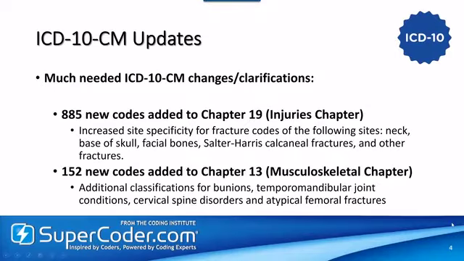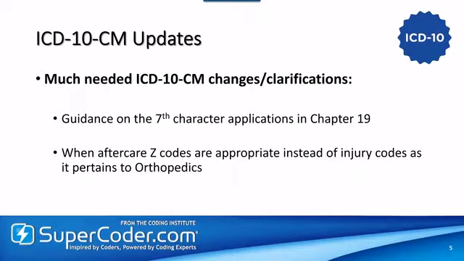There we go. So within this webinar, we want to go through and tell you everything about the ICD-10-CM changes and clarifications. There's a lot of guidance on our 7th character applications in Chapter 19. There are aftercare codes that apply to our ID codes, which are more appropriate instead of injury codes, which all pertain to orthopedics. We all know there are thousands and thousands of changes overall that have gone into effect. But today's focus is going to be how this actually affects our orthopedic practices, our ortho providers, and how we can ensure that we're sending out a clean claim that first time.